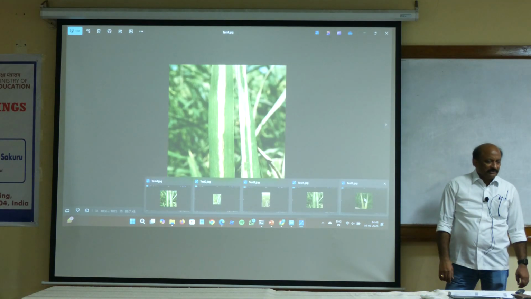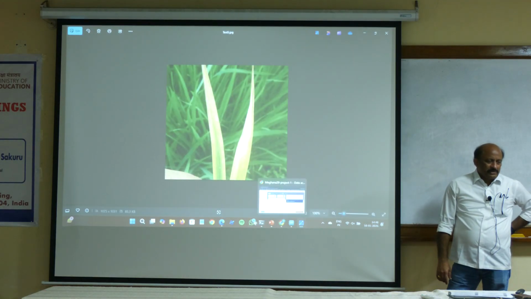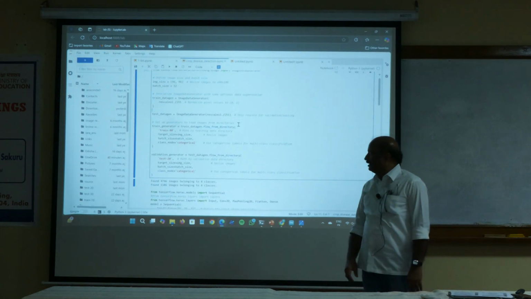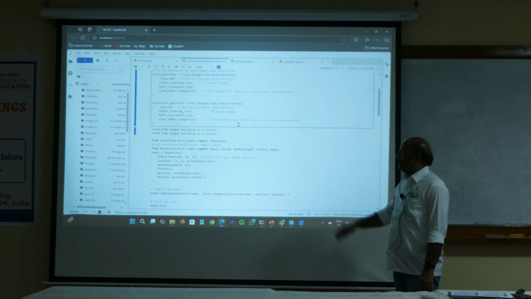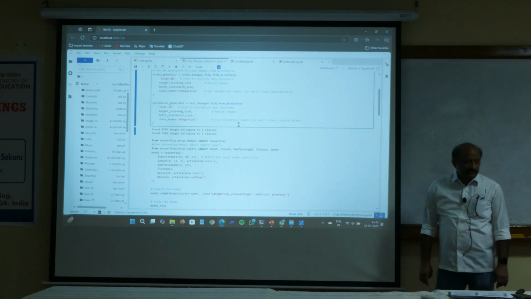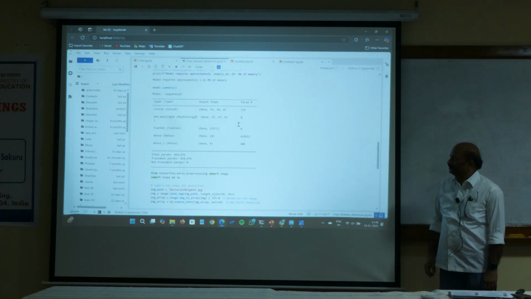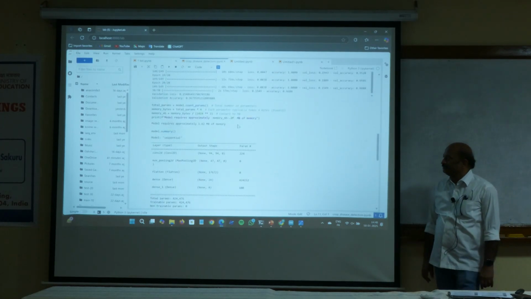So next you run the code. This is the code which we have written for training and validating and so on. Run. So these are the outcomes we got when we ran it.